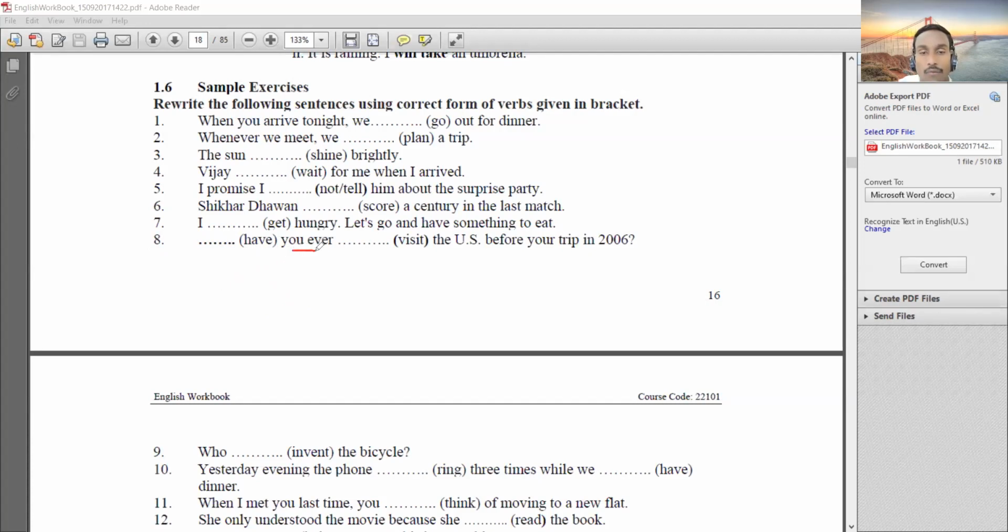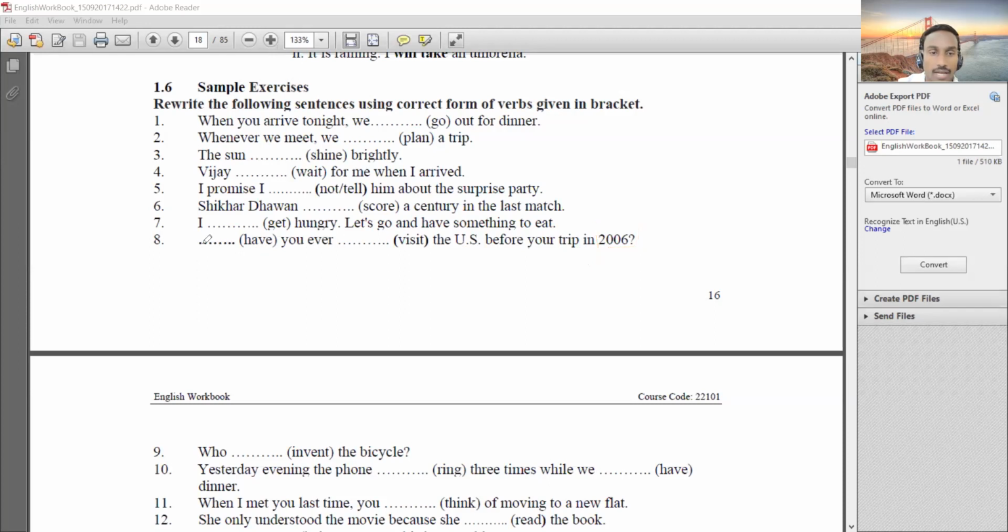Then the next blank is here: visit the US before your trip in 2006. From this 2006 you have to decide which tense you are going to use here. Past tense, that is right. But which past? Perfect. Here you are going to use past perfect. So not present perfect, it has to be past perfect, because the 2006 tells us that we need to use past perfect here.